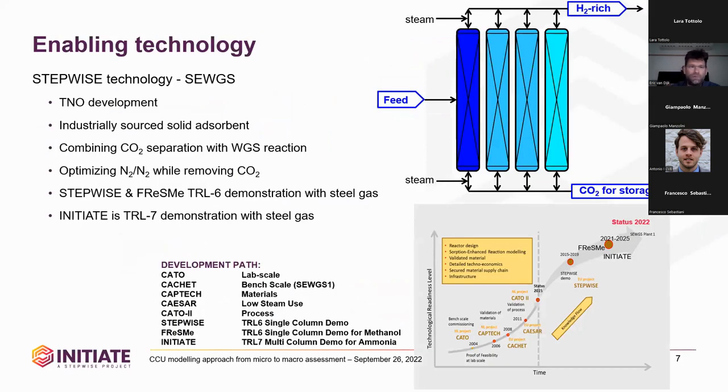Okay, some brief words about one of the enabling technologies, sorption-enhanced water gas shift. This is a TNO development, based on a solid sorbent that interacts with the CO2 and also has water gas shift activity. So this is a high-temperature pressure swing type of absorption separation technology combined with reaction. In the later presentations, this will be highlighted further.